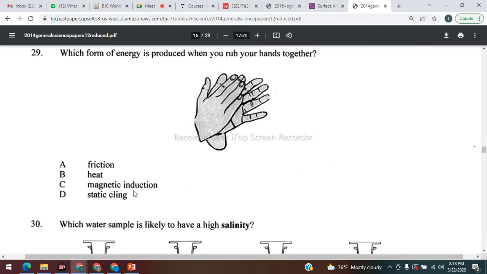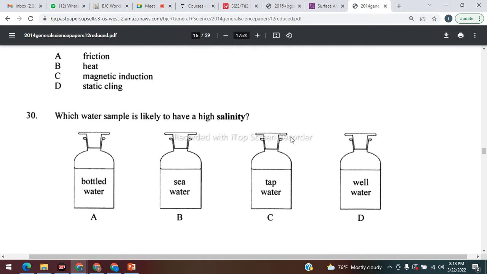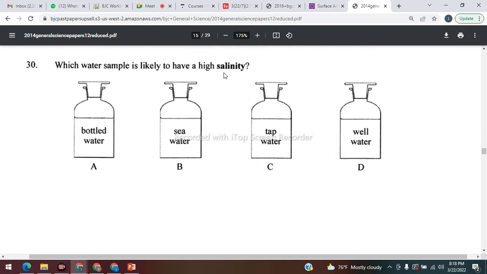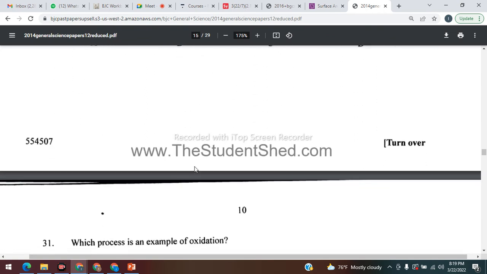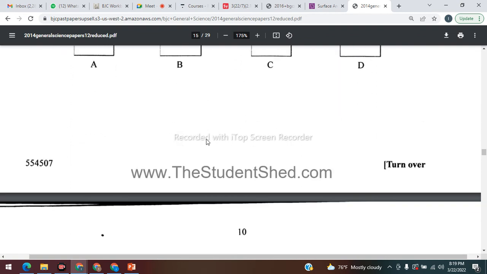All right, number 30. Which water sample is likely to have a high salinity? What is salinity? I don't know what that is. That's like high salt content. Tap water. Seawater. Seawater. Sorry. Seawater. Yeah, 30B. Tap water do be salty. But it says we're talking about the highest now. So yeah, it's B.